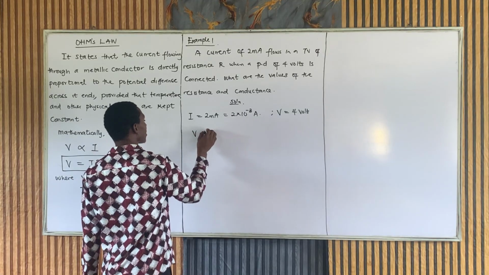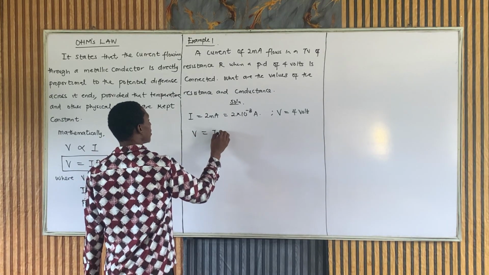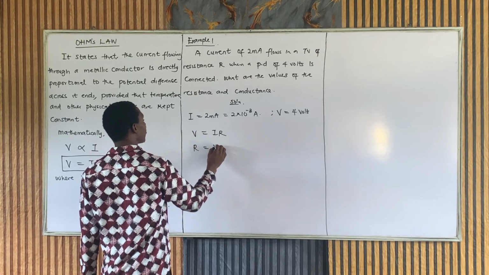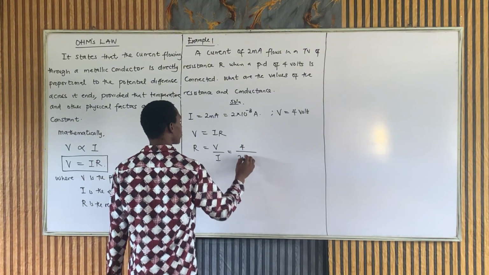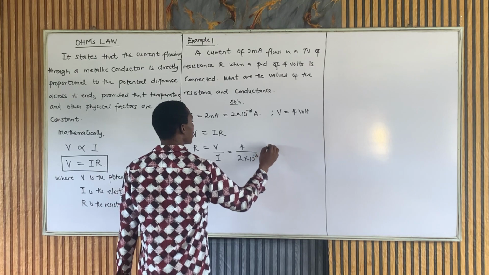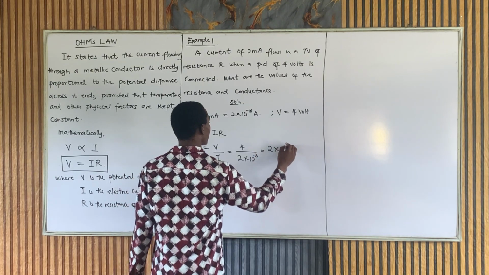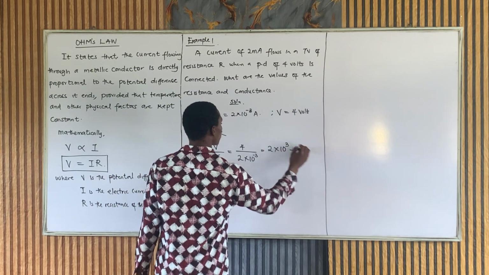So we are looking for R. We know that V is equal to IR. Hence, R will be equal to V over I, and this is 4 divided by 2 times 10 raised to the power minus 3. This will be 2 times 10 raised to the power 3 ohms.